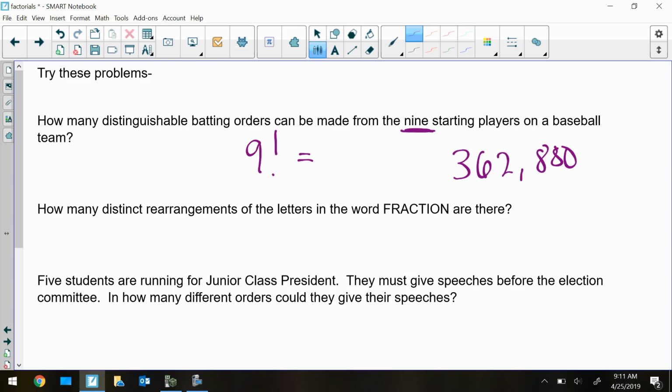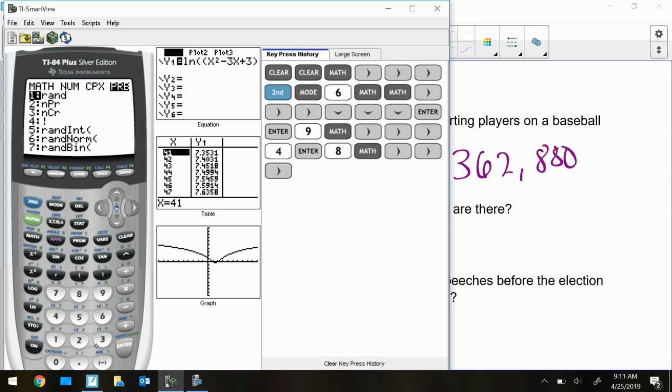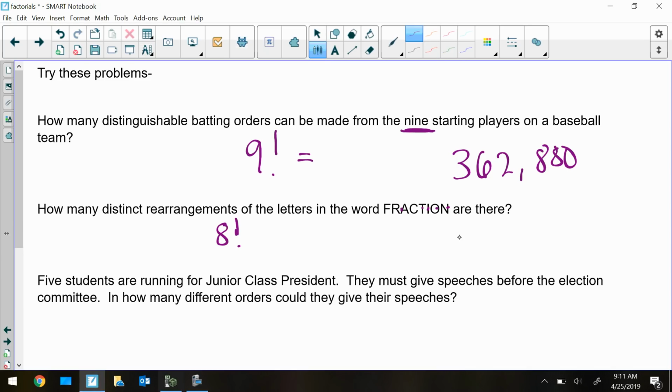So then you have, how many different ways can you arrange the letters in the word fraction? So that's 1, 2, 3, 4, 5, 6, 7, 8. Once you use one of the letters, you can't use it again. So it's going to be 8 times 7 times 6, and then you get down to eventually 3, 2, 1. So we have 8 factorial. So you're going to go 8, math, probability, exclamation point. You're going to get 40,320.